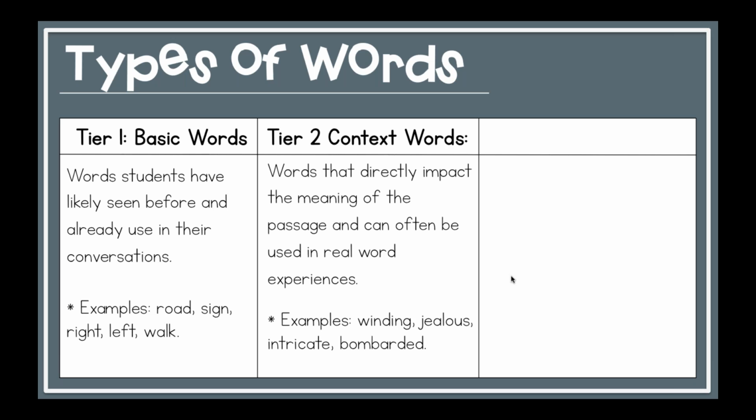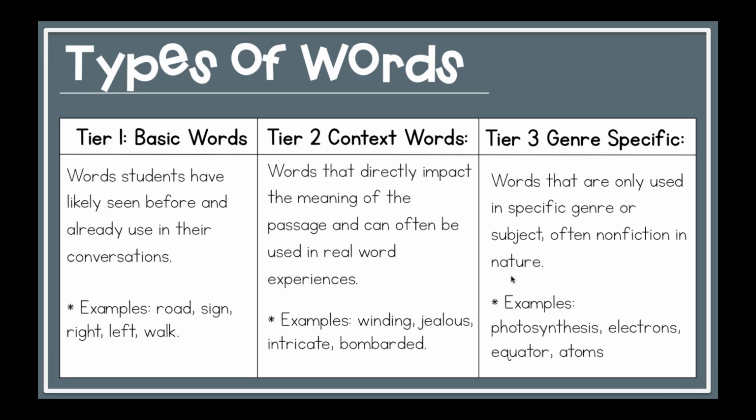Tier 2 words are context words. These are words that directly impact the meaning of a passage and can often be used in real world experiences. This is where our focus really is with vocabulary instruction. It's tier 2. These are words like winding, jealous, intricate, bombarded, or cantankerous. They really affect the meaning of the story that they're being placed in, and they can also be used in a variety of different ways depending on what the sentence is around the word.